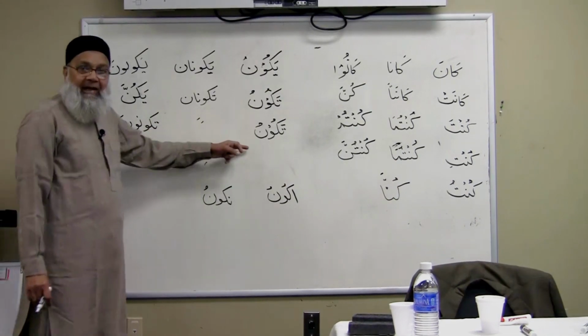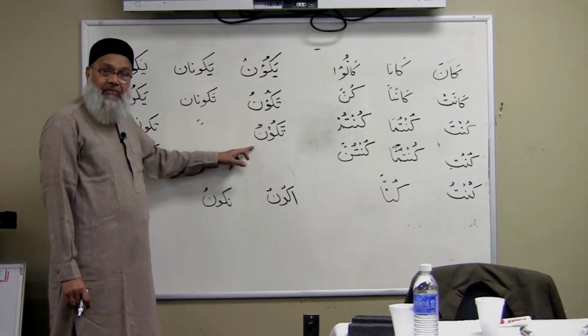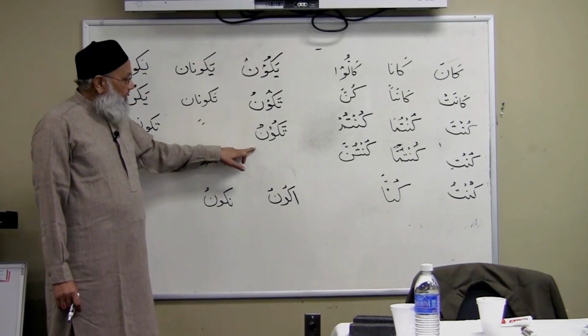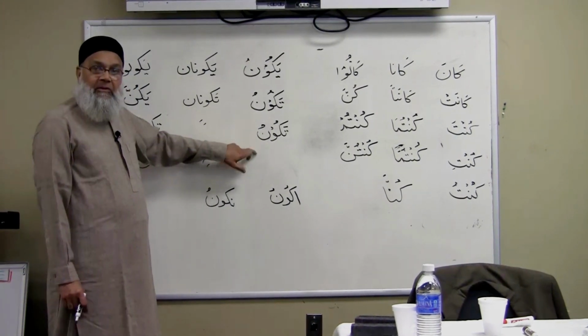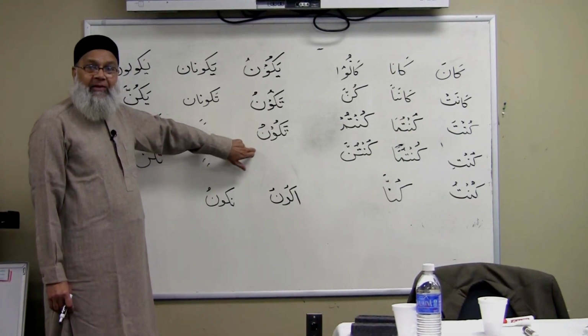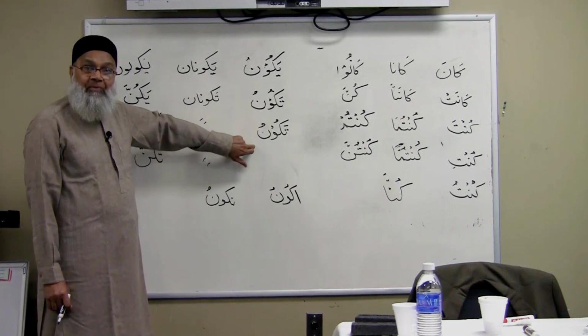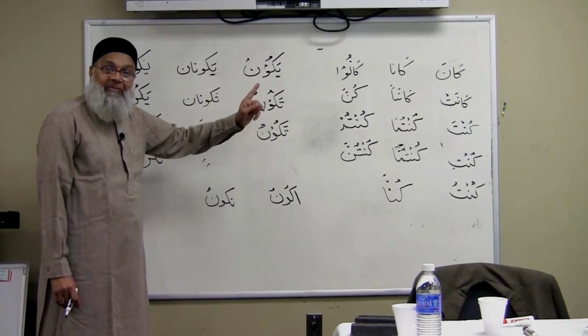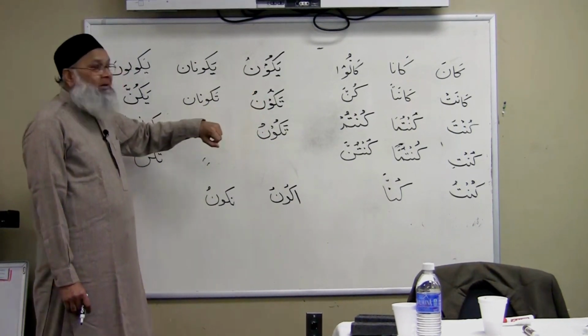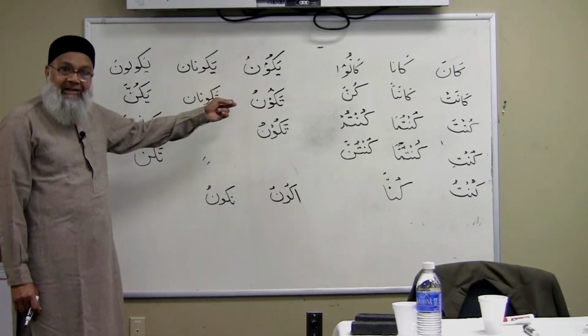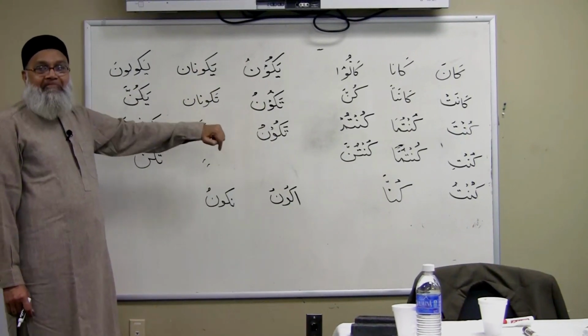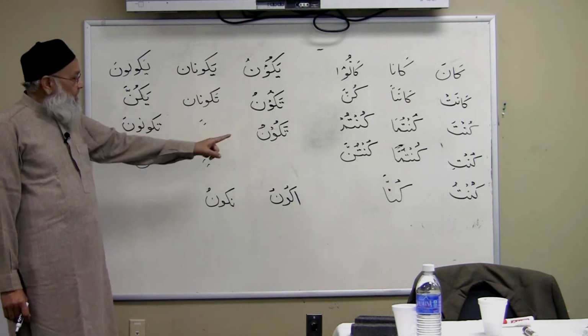So, third line, takun. Lighter, we are talking about lighter, takun. Because it's a weak letter, it has to drop. Light is takuna, but lighter is takun. Right?